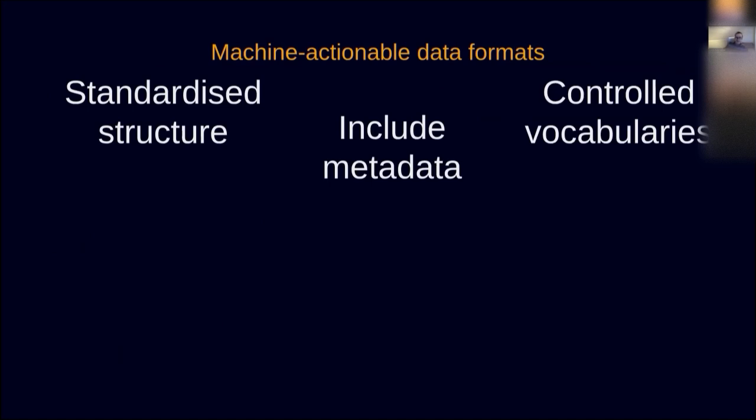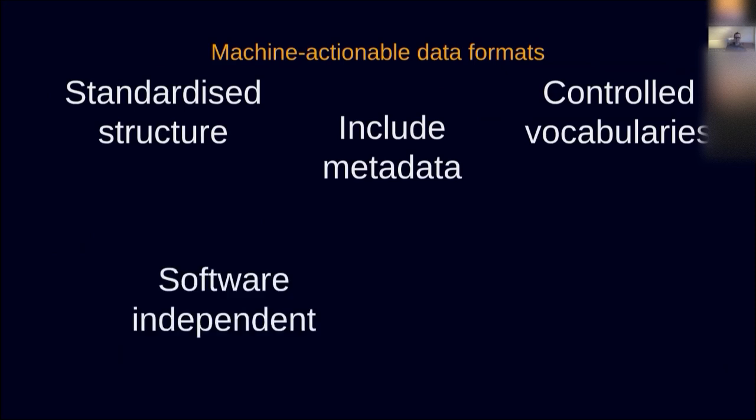All of the metadata terms need to be taken from controlled vocabularies. So it's all well and good having a load of variable names, but if there's ambiguity, it's very difficult for us to know what to do with those data and what data we can combine and so on. The formats need to be software independent. No one should have to download some expensive proprietary software to access the data.